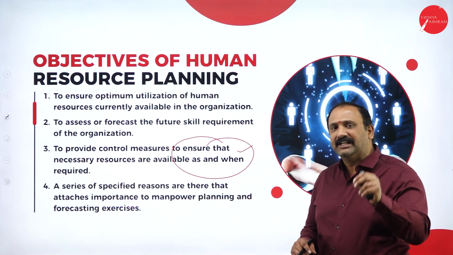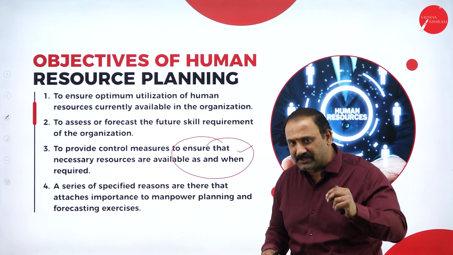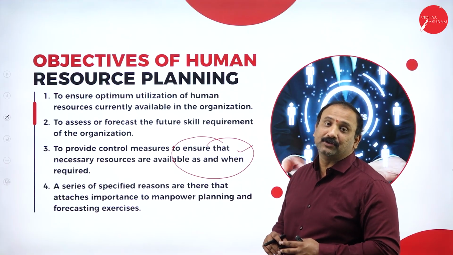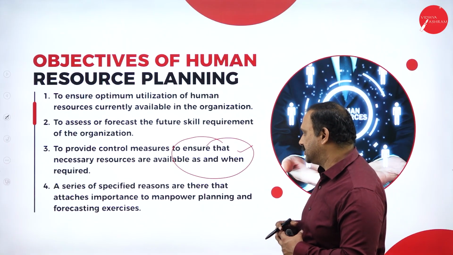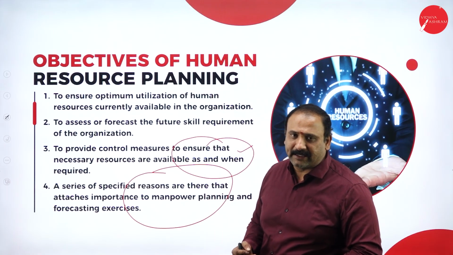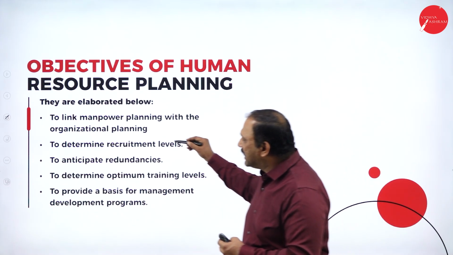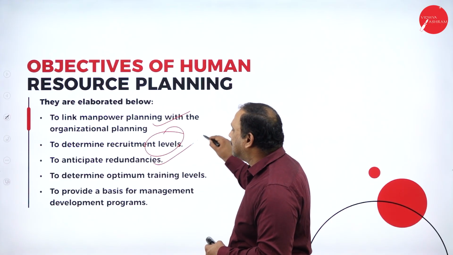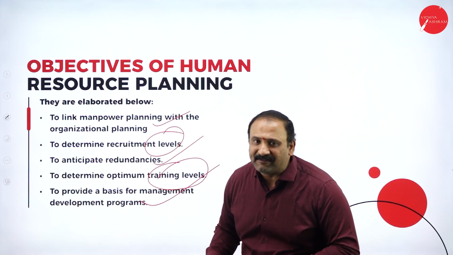So the organization needs to draw a balance, try to understand, and as and when the requirement pops up, you should be able to take care of it, you should be able to drive it, and you should be able to see that there is growth in terms of opportunities and in terms of delivery of the project. A series of specified reasons attaches importance to manpower planning in the current context. As we move further, we also like to talk about linking the manpower to the organizational planning to determine the recruitment levels, to anticipate the redundancy, to determine the optimum training levels, to provide management development programs.